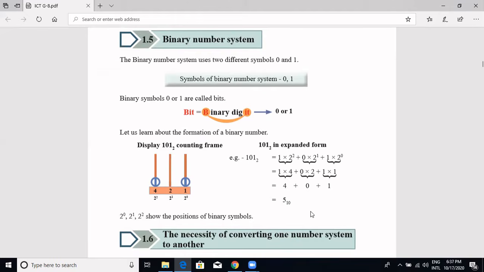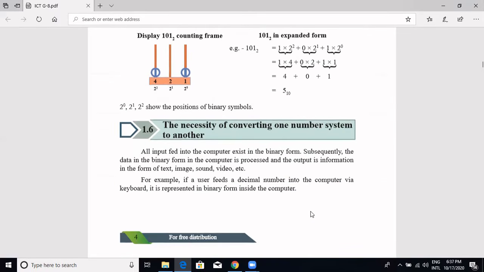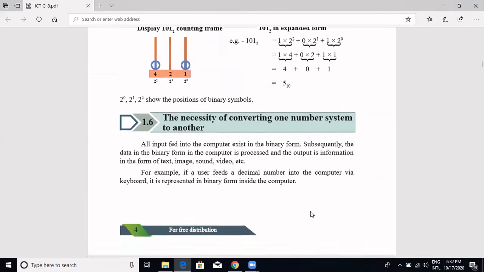That's why I told you 101 in binary, 101 in decimal, 101 in octal, and 101 in hexadecimal are not the same number. It's totally different because the place values are different. So the total final value will be different. Okay, so this is introductory. Don't be afraid. We have a lot of mathematical things to do, right?